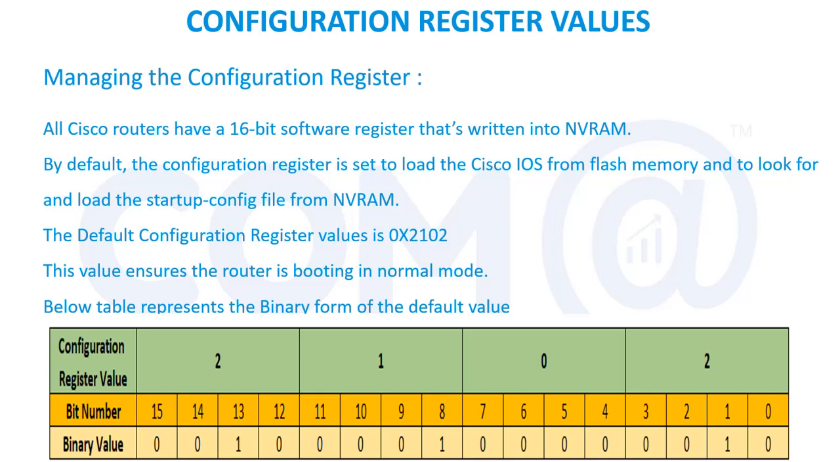One is the binary value, bit number, and the configuration register value. So what happens here is a 4-digit value, right? Each digit carries 4 bits, so four digits carry 16 bits. This is how 16 bits are divided. Since I'm saying 2102, each digit I have to split into 4 bits.